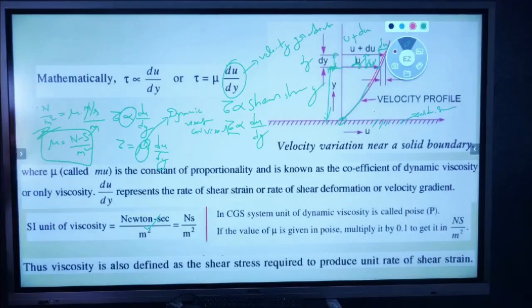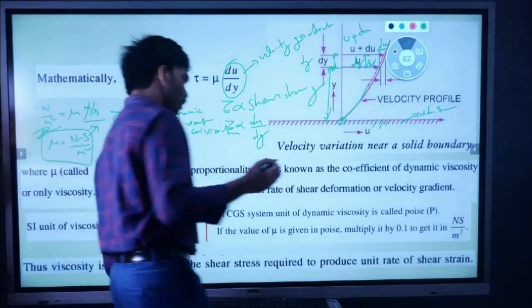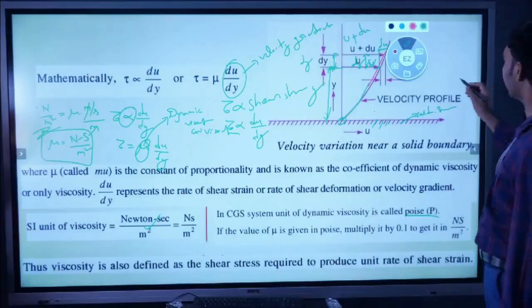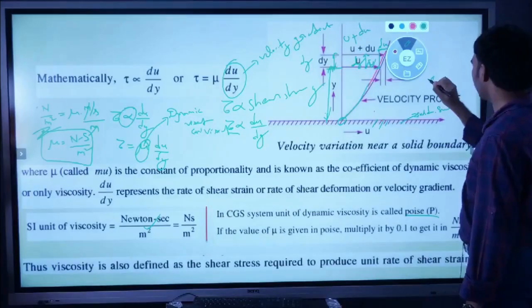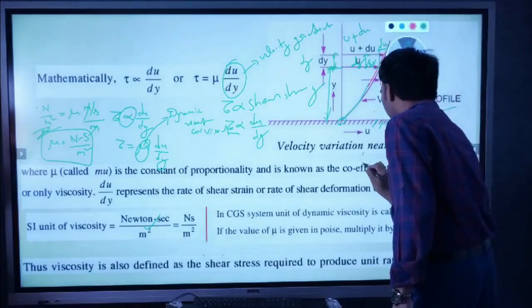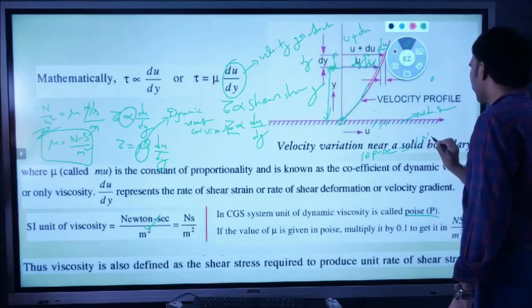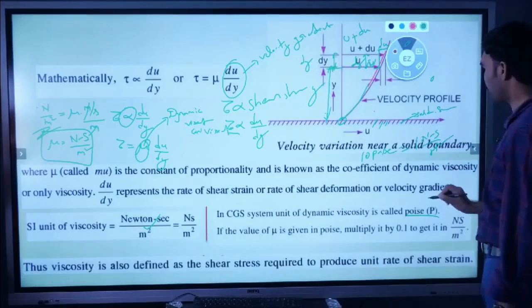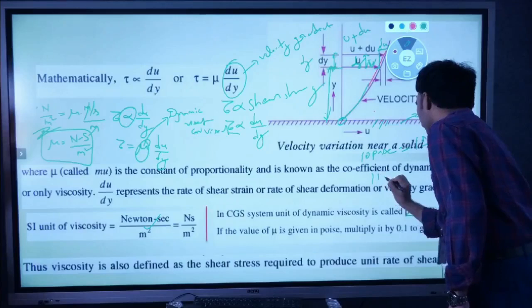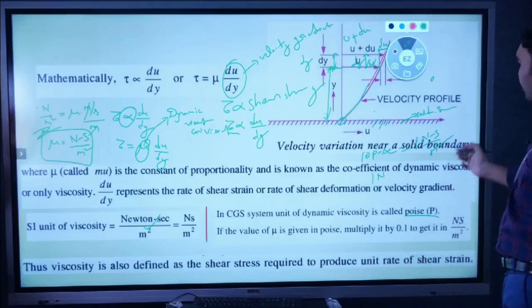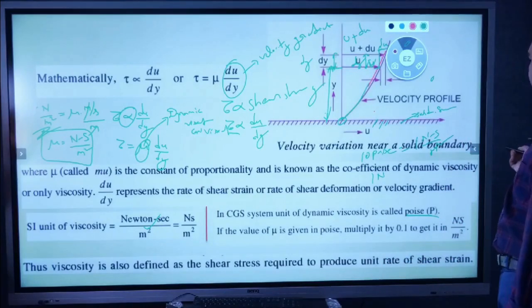In the CGS system we show dynamic viscosity as poise. So what is poise? 10 poise is equal to 1 Newton second per meter square, right?